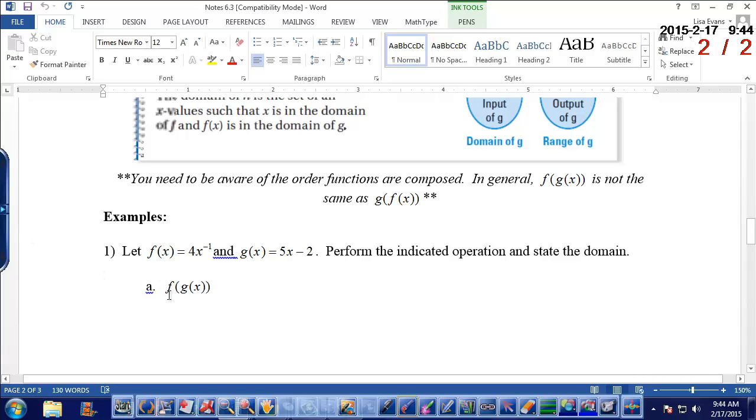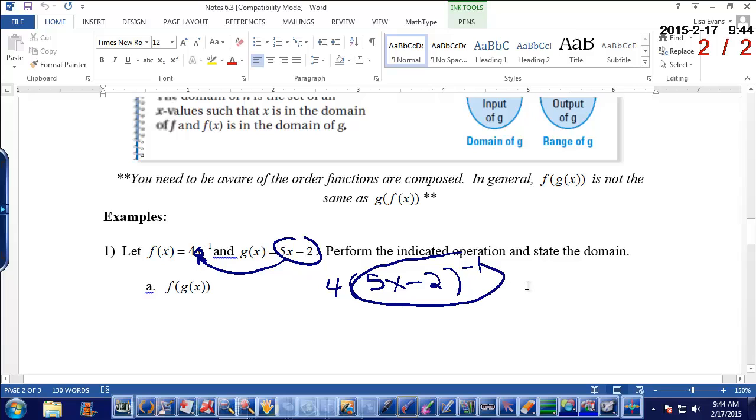All right, so I want the composition of f of g of x. That means I'm going to take g of x and put it into f of x. So I'm going to replace this x with our other function. So we have 4 times (5x minus 2) raised to the negative 1 power. To make an exponent positive, this whole thing needs to move underneath. So we're going to have 4 on top, and 5x minus 2 on the bottom. There's nothing else I could do. You can't simplify this unless you simplify all of it. We're just going to leave our answer as this.